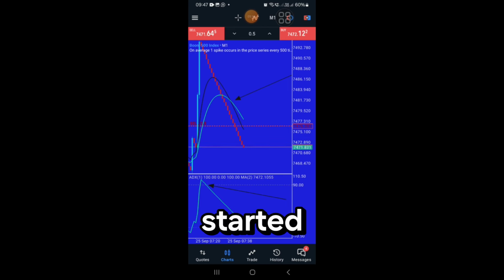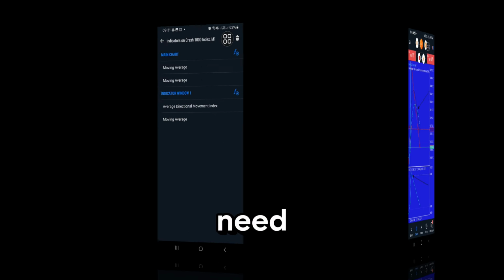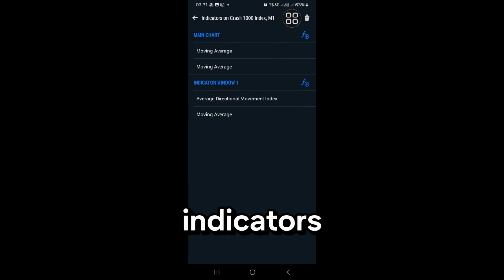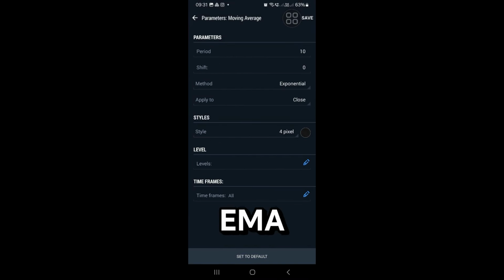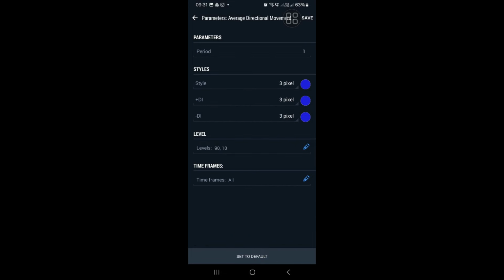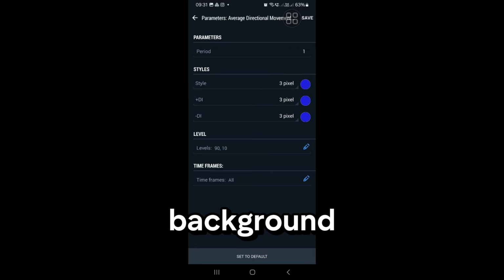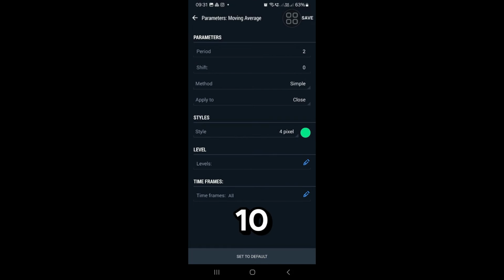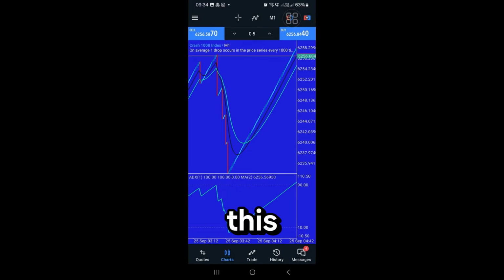Let's get started. To implement this strategy, you'll need to set up your charts with the following indicators. Main chart indicators: add 2 exponential moving averages, EMAs: 10 EMA, black, and 20 EMA, lime. Indicator window setup: add the ADX with a period of 1, style set to match your chart background, and add levels 90 and 10. On top of the ADX, add a simple moving average, SMA, with a period of 2, lime color. This is key for spotting overbought and oversold levels.